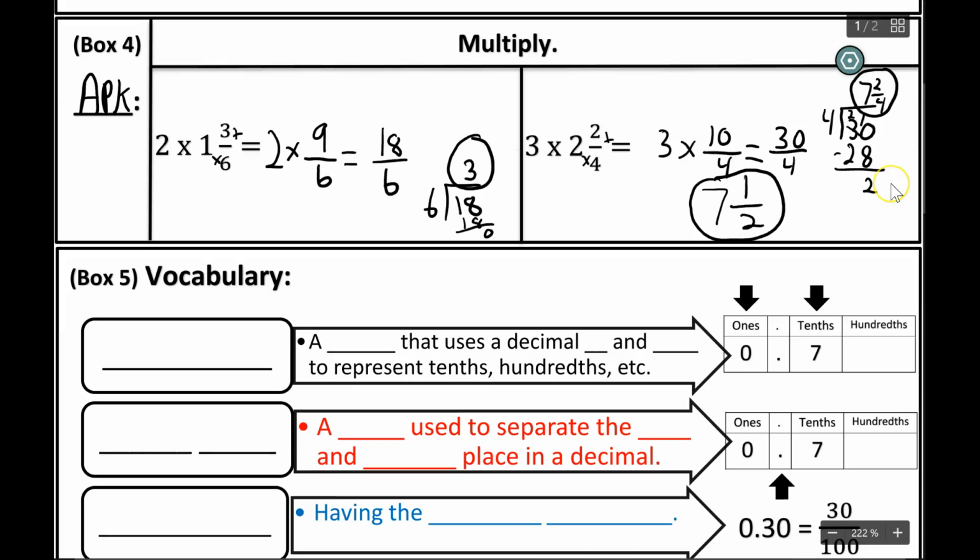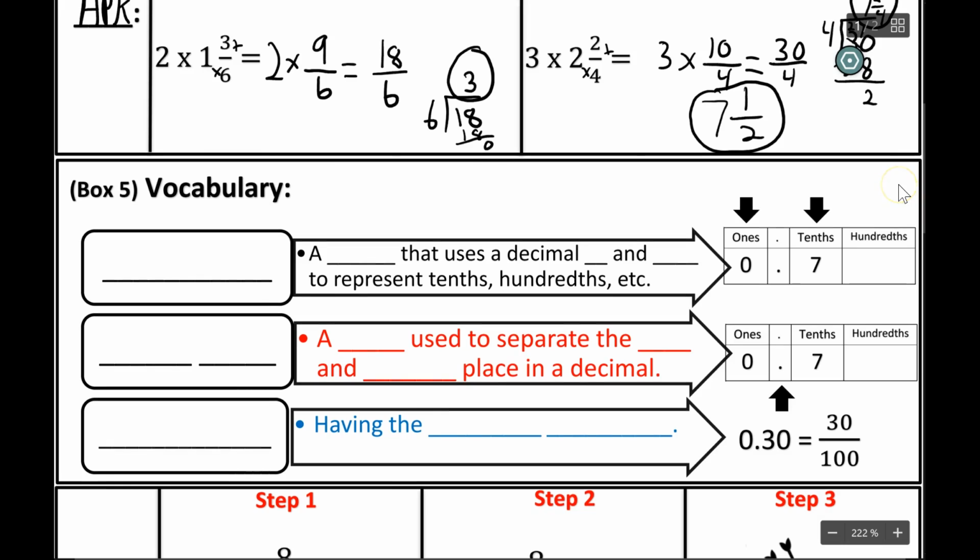Going on, box 5, our vocabulary words. Mr. Arevalo, the vocabulary words finally changed. Yes, they did, class, okay? So our first vocabulary word is going to be a decimal, okay? We are moving into decimals, and I like decimals. Hopefully you guys find them pretty appealing as well.